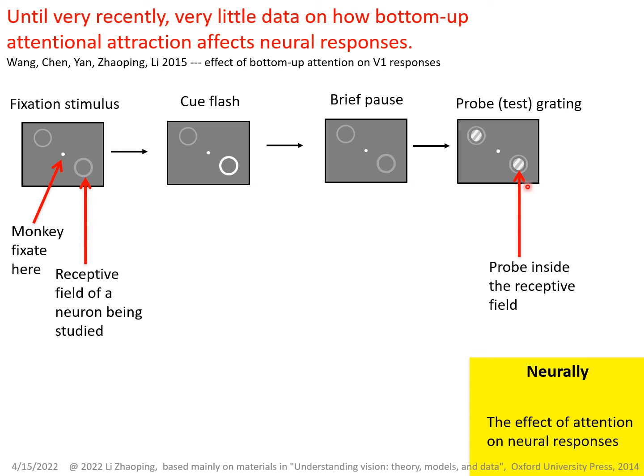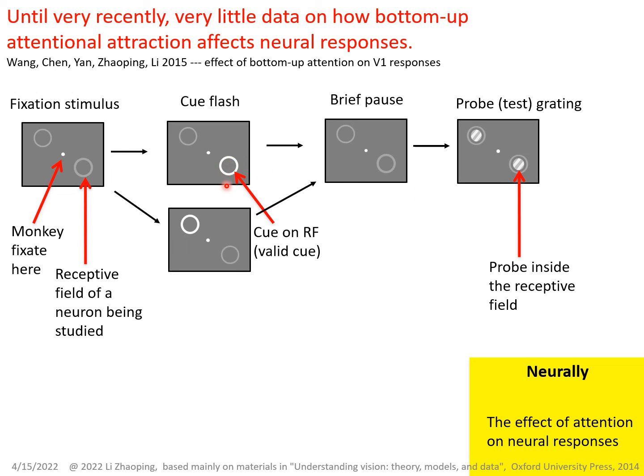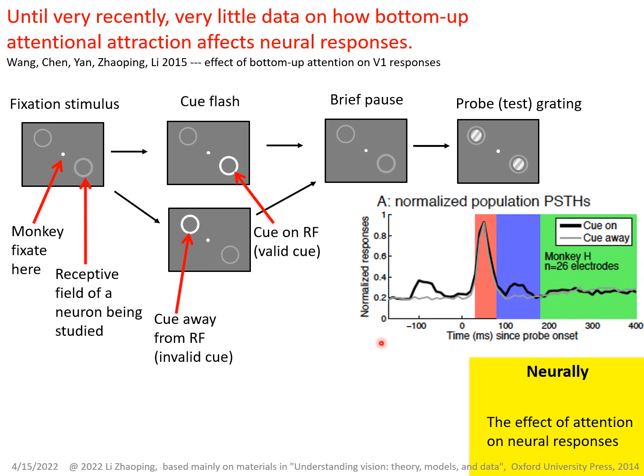And we can examine how the neural response to the probe inside the receptive field depends on whether the cue is around the receptive field or away from the receptive field. This is neural response versus time. Time 0 is when the probe appeared. The darker curve is for when the cue is on and around the receptive field, and the lighter curve is when the cue is away from the receptive field. So cue on is a validly cued trial, and cue away is an invalidly cued trial as far as this neuron is concerned in response to this probe.